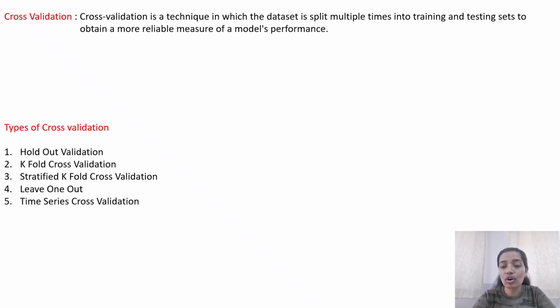There are different types of cross-validation like hold-out validation, k-fold cross-validation, stratified k-fold cross-validation, leave one out, and time series cross-validation. We will be studying each one of them in detail. Basically, train test split is used to measure the performance of the model. Even cross-validation is used to do the same. But in train test split, the model is only evaluated once, whereas in cross-validation, we evaluate the model and also train the model multiple times.